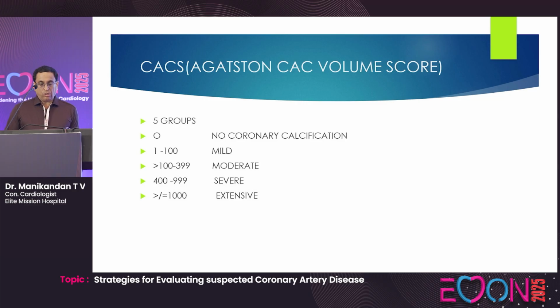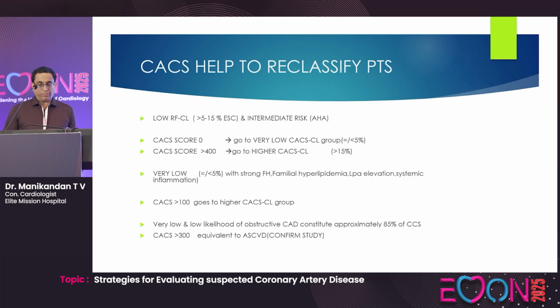And for the low clinical likelihood group, that is 5 to 15%, and intermediate risk of AHA class, if they have a calcium score of 0, we can down classify into the very low risk group. So when there is 0, it goes to the less than 5% likelihood group. And when the score is more than 400, it goes to a higher group.